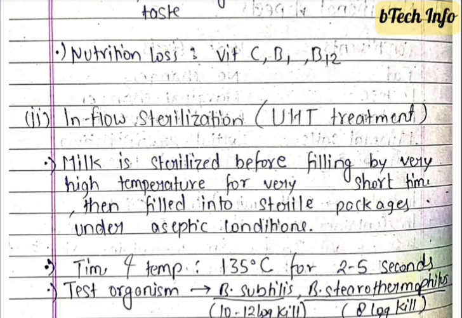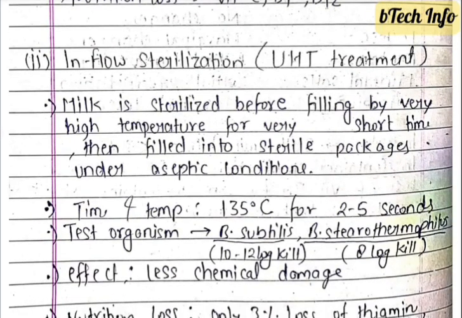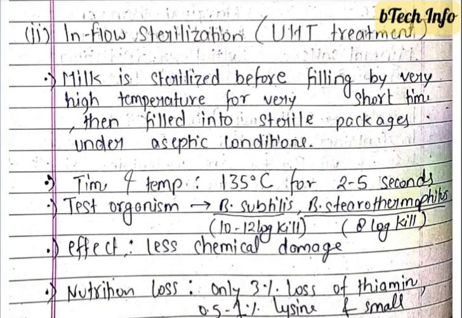Everything is sterilized: the container, the environment, and also the product. Three things are sterilized here. So it is known as UST treatment. The time-temperature combination is 135 degrees Celsius for 2 to 5 seconds. And the test organism is Bacillus subtilis or Bacillus stearothermophilus.